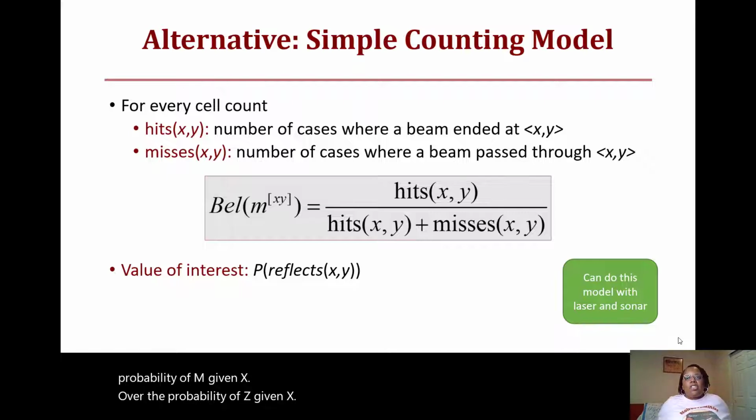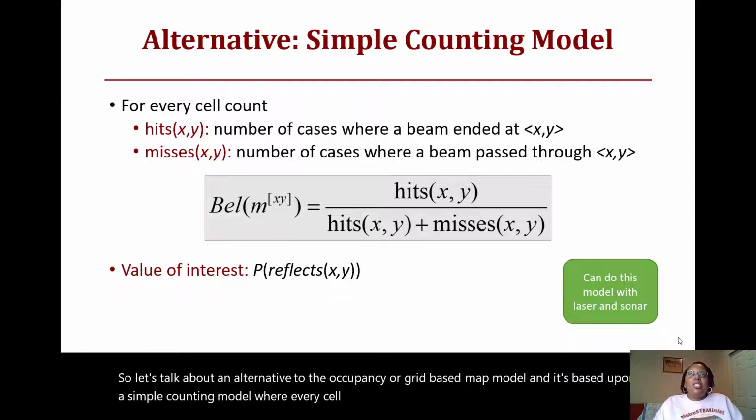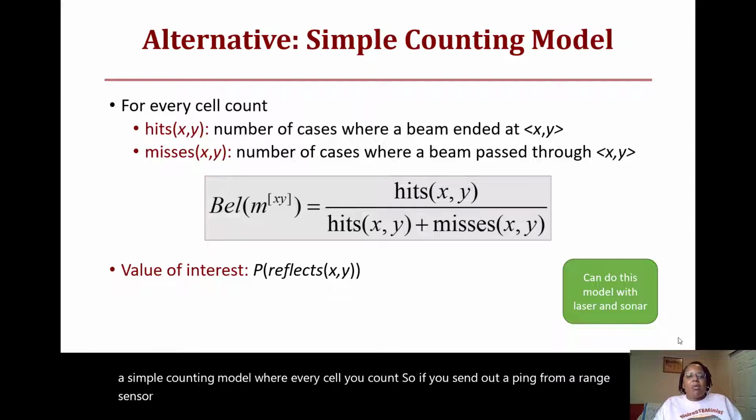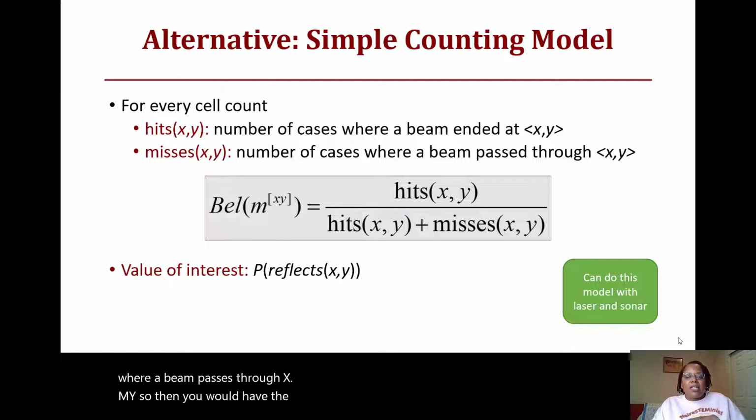Now let's talk about an alternative to the occupancy or grid-based map model. It's based upon a simple counting model where for every cell you count. If you send out a ping from a range sensor, then hits(x,y) represents the number of times a beam ended in cell location (x,y), and misses(x,y) represents the number of cases where a beam passes through (x,y). Then the belief for the map cell (x,y) is the ratio of the number of hits over the number of hits plus the number of misses.